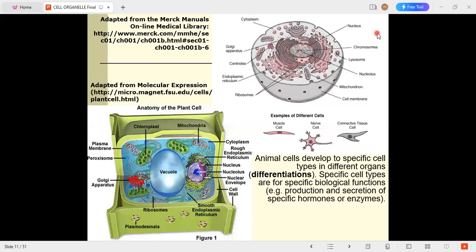Animal cells have the ability of differentiation. Specific cell types are for a specified biological function. For example, different cells are for production and secretion of specific enzymes and hormones.